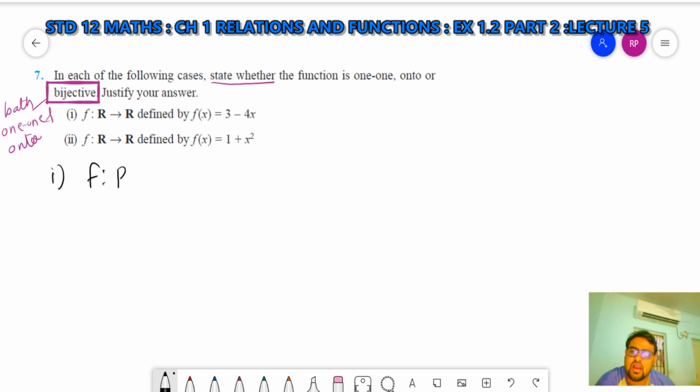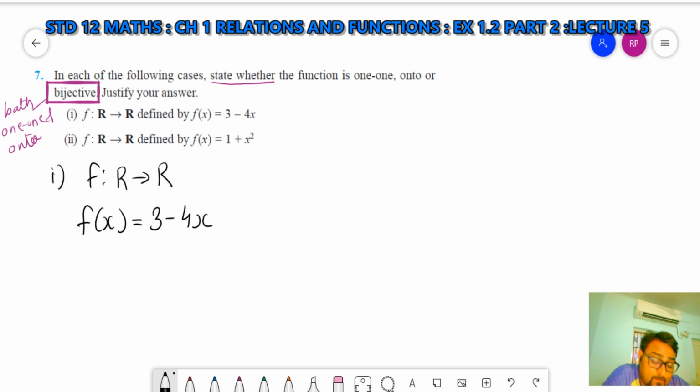f from R to R, and it is defined as f(x) is equal to 3 minus 4x. Okay, so there are two options. If you want to prove not one-one, then just take an example. But if you try to find any example, you will not get it. If I take 1, it will be 3 minus 4, that is minus 1. If I take 2, 3 minus 8, minus 5. If I take 0, 3 minus 0, 3. Every time we will get a different output, right? So it is one-one.